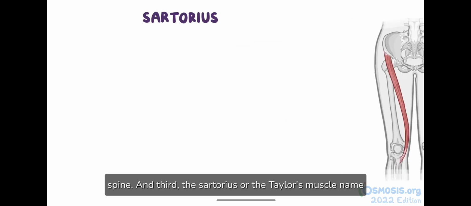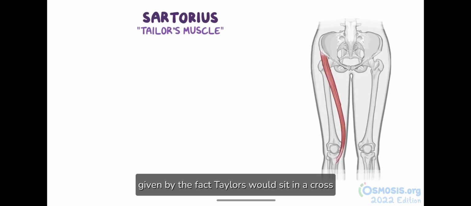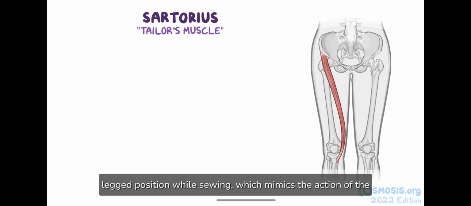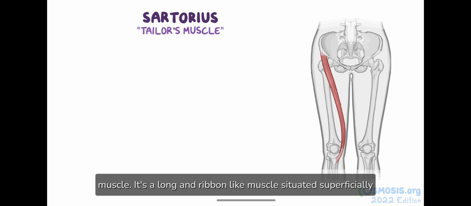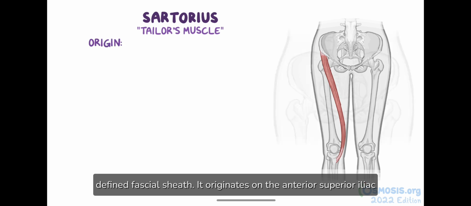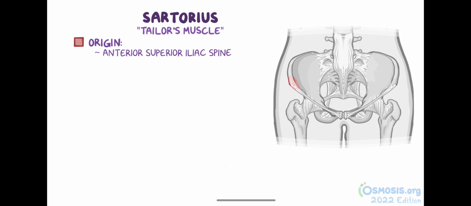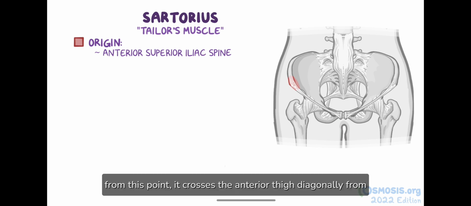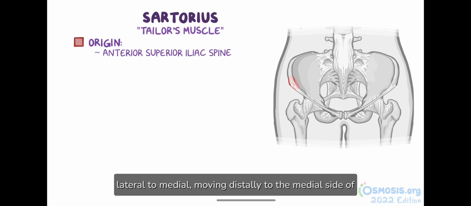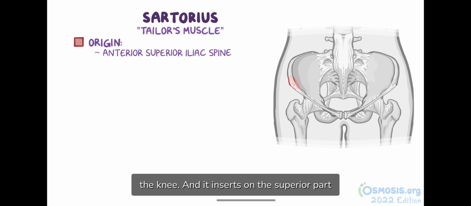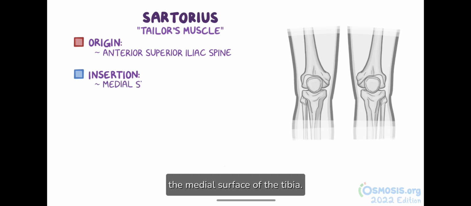And third, the sartorius, or the tailor's muscle, a name given by the fact tailors would sit in a cross-legged position while sewing, which mimics the action of the muscle. It's a long and ribbon-like muscle situated superficially in the anterior compartment, and within its own relatively well-defined fascial sheath. It originates on the anterior superior iliac spine, and the superior part of the notch underneath it. From this point, it crosses the anterior thigh diagonally from lateral to medial, moving distally to the medial side of the knee, and it inserts on the superior part of the medial surface of the tibia.